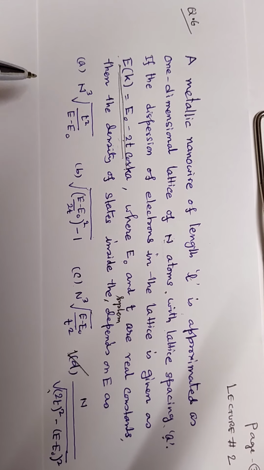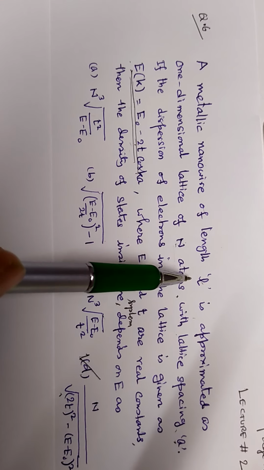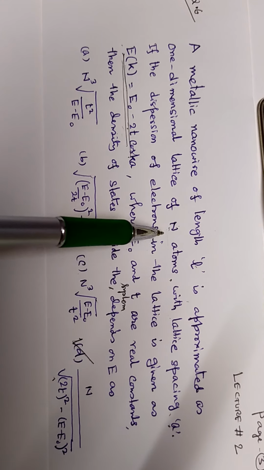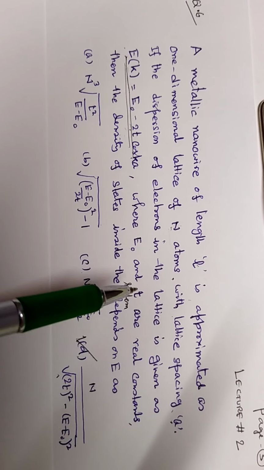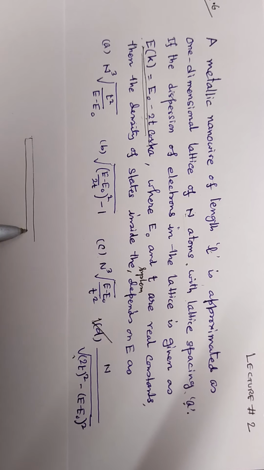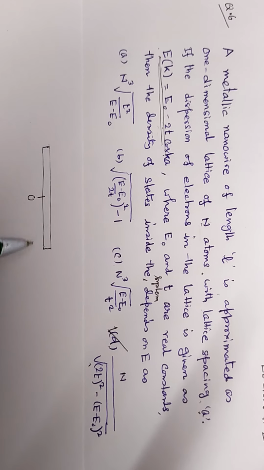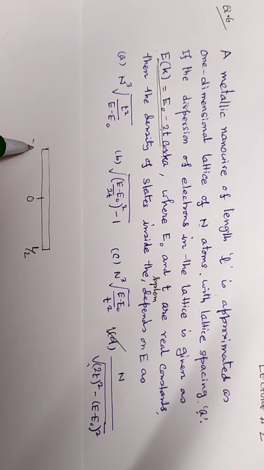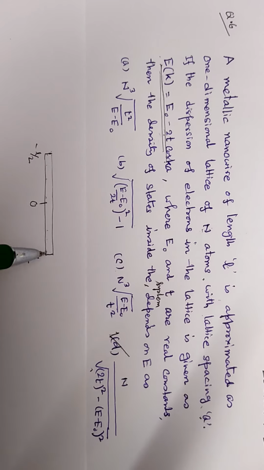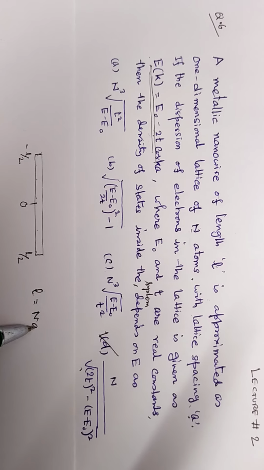First, let's read the question carefully. A metallic nanowire of length L is approximated as a one-dimensional lattice of n atoms with lattice spacing a. So this is the nanowire, this is the center 0, this is L by 2 and this is minus L by 2, so the length is L. And there are n atoms with lattice spacing a, therefore we can write total length equals n times a.